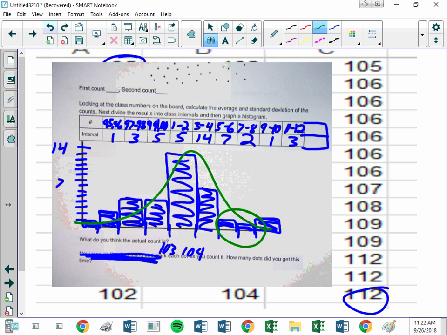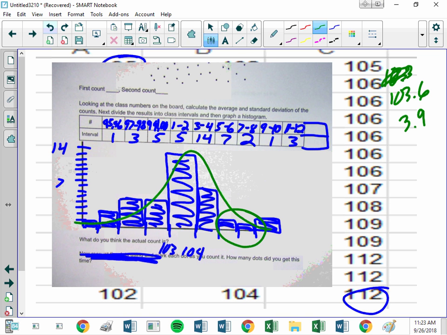The next question, how many class counts are there? There are 42 in this class. Okay. And then what is the average of the class counts and the standard deviation? How do I find that? Go to stat, calc, one variable stat, and I get my average is 103.6, and my SD is 3.9.